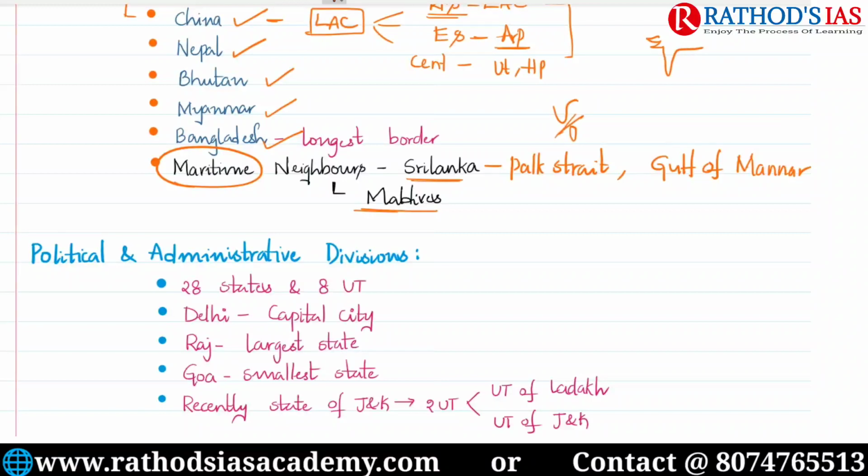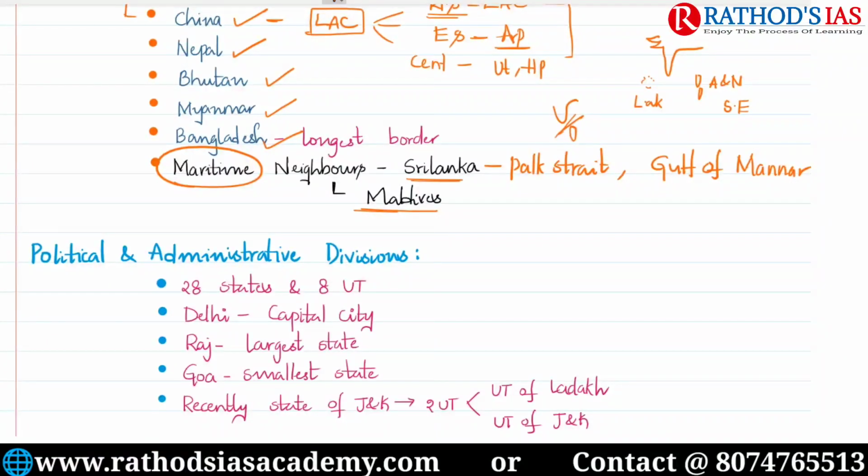And if you see the islands, I forgot the islands. So here in the Bay of Bengal we have the Andaman and Nicobar Islands, that is towards our southeast, and towards the southwest we have the Lakshadweep Islands. Okay, so these are the islands.